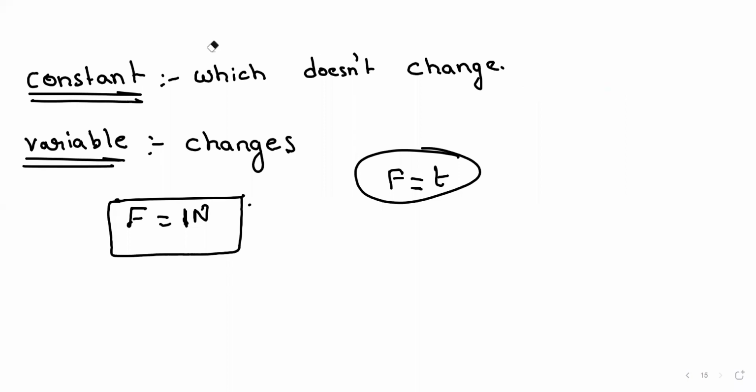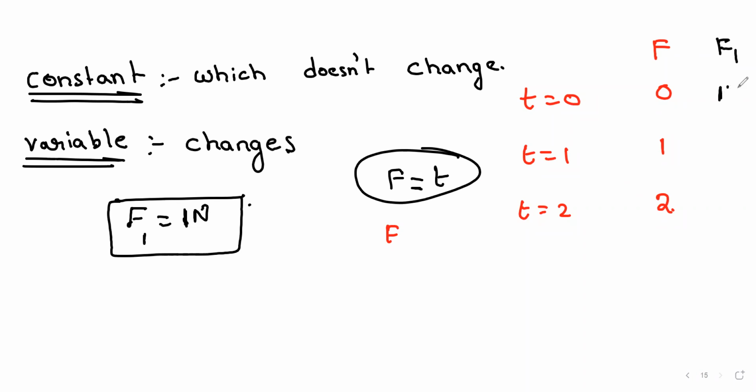So when time t is 0, F value is 0. When time t is equal to 1, F value is 1. When time t is equal to 2, F value is 2. Now look here, I will call this force F1. What is the F1 value? 1 Newton. So when time t is equal to 0, what is the F1 value? 1 Newton. When time t is equal to 2 seconds, what is F1 value?